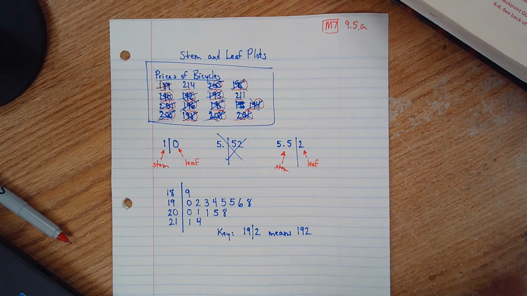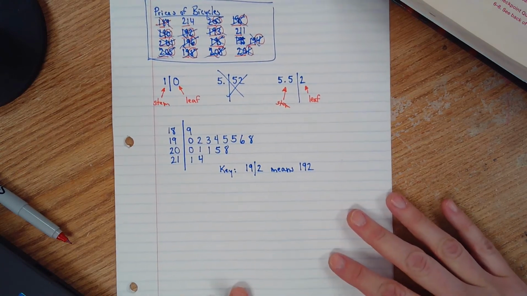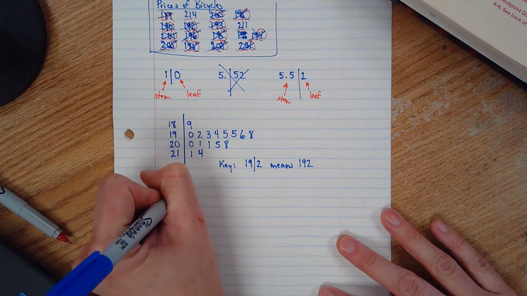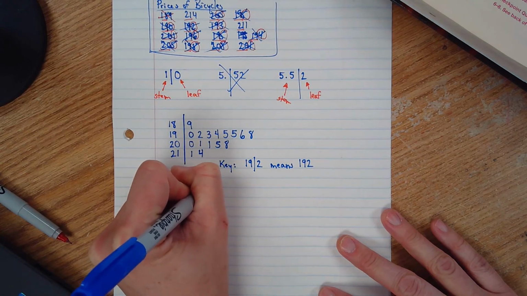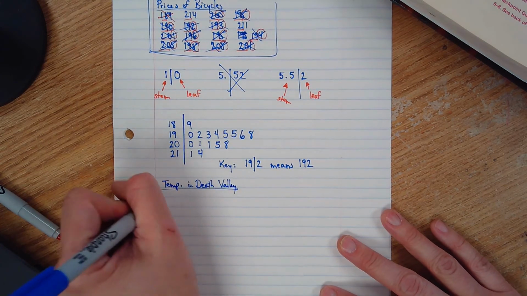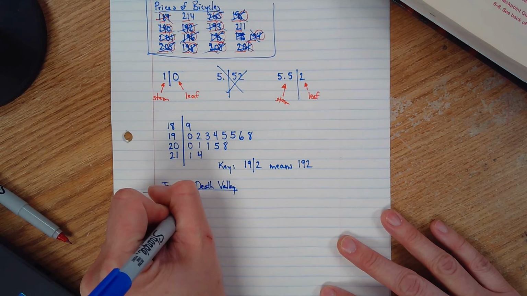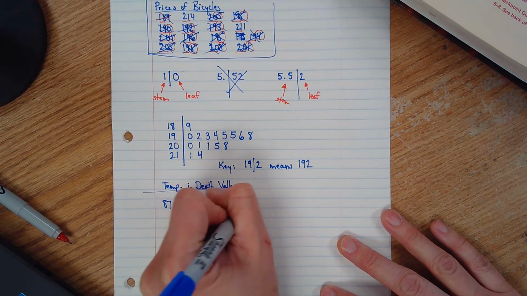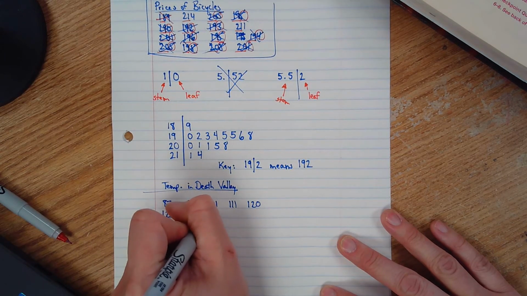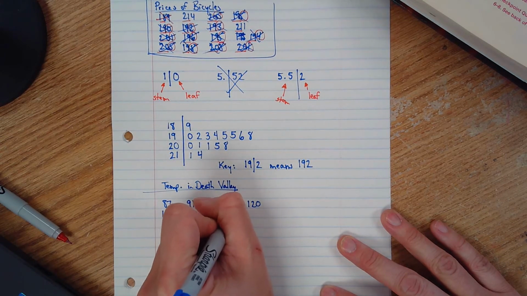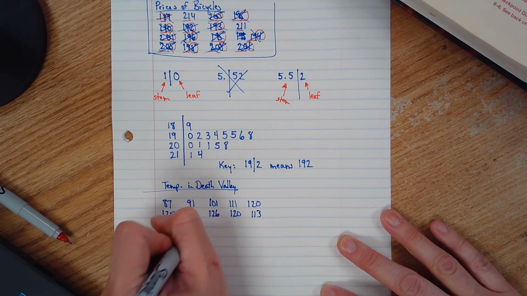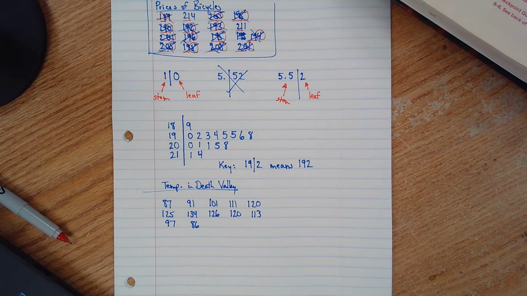Okay, so I want you to try this. You're going to pause the video, and this is some data for the temperature in Death Valley. I want you to pause the video to create a stem and leaf plot for this data. All right, so go ahead and try to create one and then restart the video to check your work.